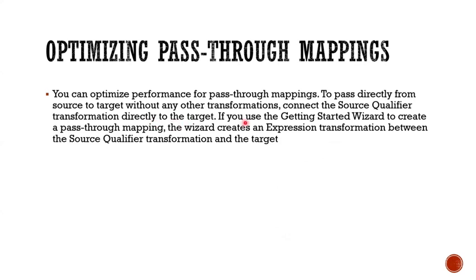If you use the getting started wizard to create a pass through mapping, the wizard creates an expression transformation between the source qualifier and the target.